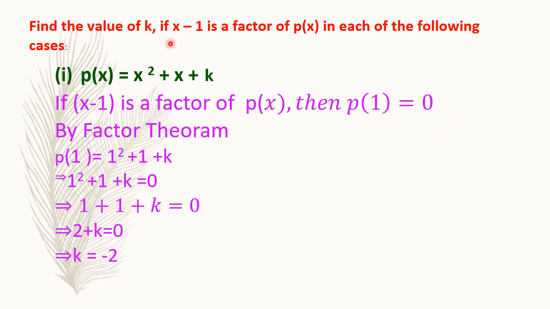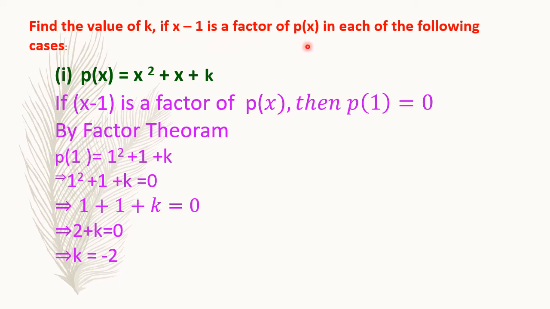First, what you have to do, you have to take x minus 1 is equal to 0, then you get the value of x. X will be equal to 1. Then you must replace x with 1, p of 1. But now you need not find out whether it is 0 or not 0. It is compulsory 0 because it is given that x minus 1 is the factor.